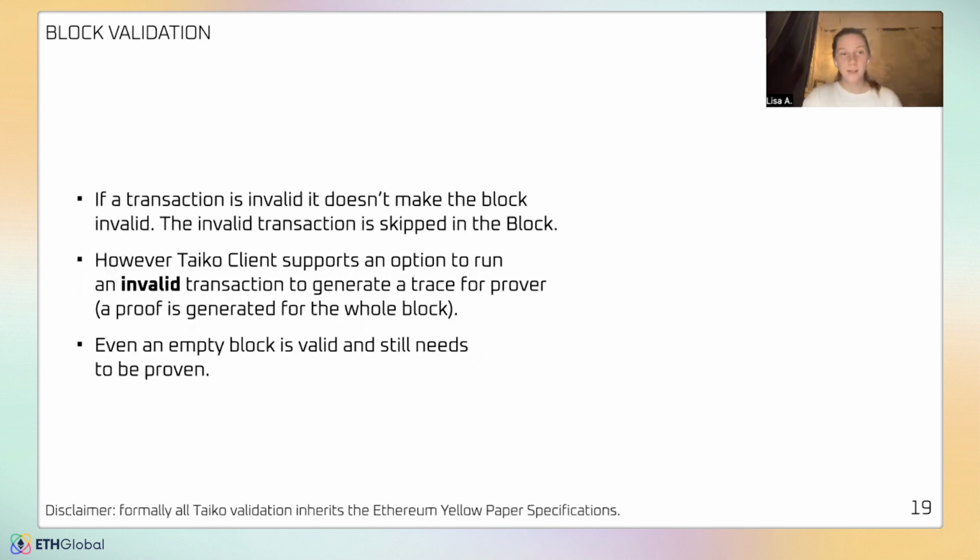A bit more detail about valid and invalid transactions. If a transaction is invalid, it doesn't make the block invalid. The invalid transaction is skipped in the block. However, the Taiko client supports an option to run an invalid transaction to generate a trace for the prover. And furthermore, even an empty block is a valid block and still needs to be proven.